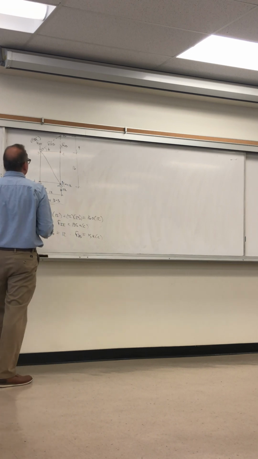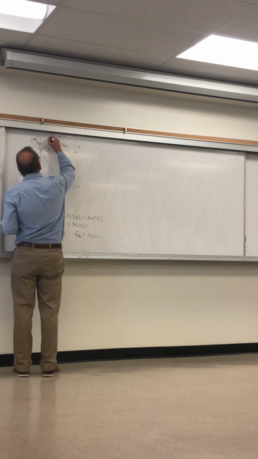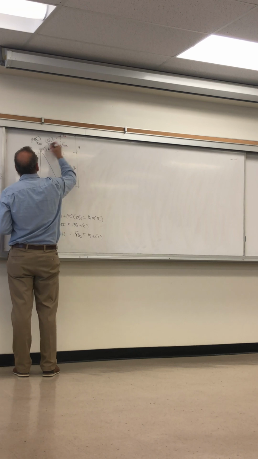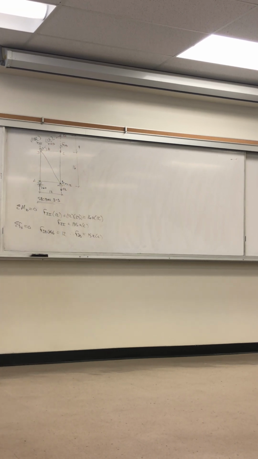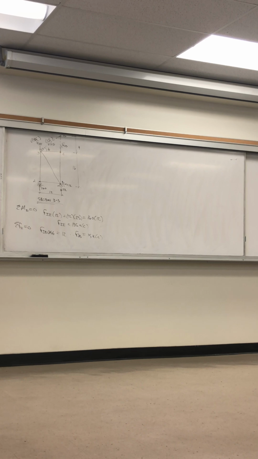Kips in compression. This is 15. The compression is indicated by the way that the member has compression. So F of JI is the compression, F of JD is the compression. I've assumed based on my sketch F of CD is the tension. See if that's correct.